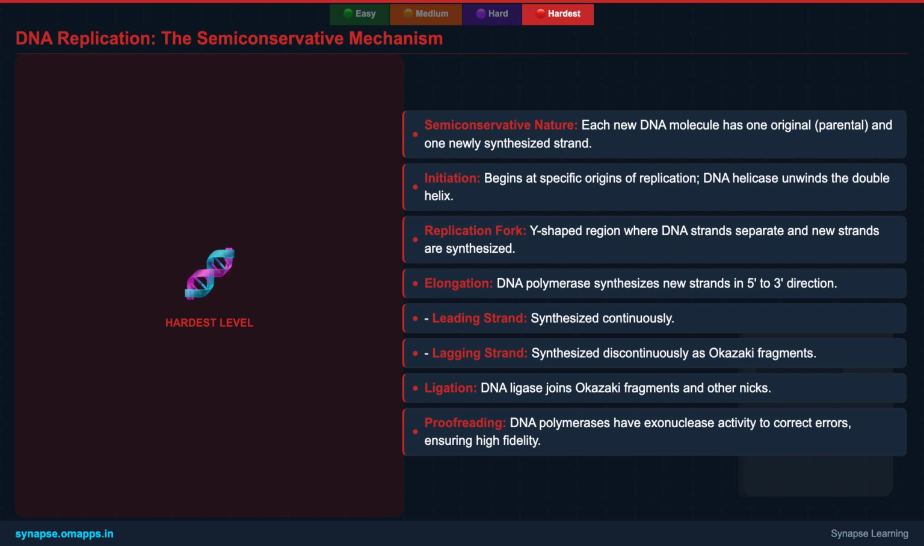It begins with DNA helicase unwinding the helix, forming replication forks. DNA polymerase then synthesizes new strands in a 5' to 3' direction, creating a continuous leading strand and a discontinuous lagging strand with Okazaki fragments. DNA ligase then seals these fragments. Critically, DNA polymerase also possesses proofreading capabilities, minimizing errors and maintaining the integrity of our genetic code.